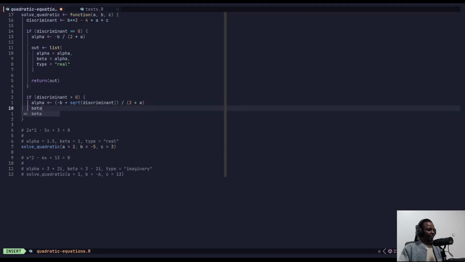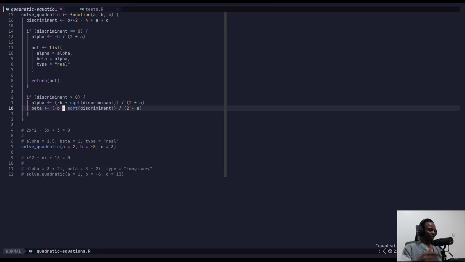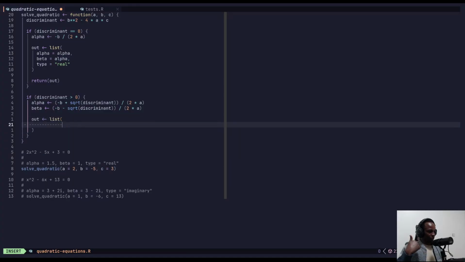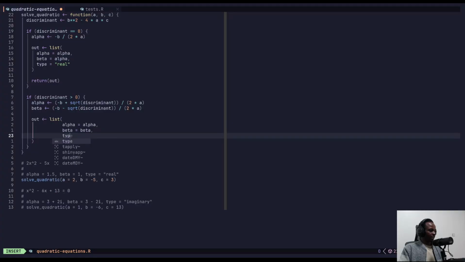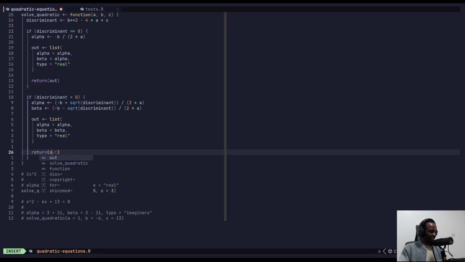And then for beta, it's going to be the same thing, only the difference is we're not going to do negative b plus the square root of the discriminant. We are going to do negative b minus the square root of the discriminant, and the rest of the formula stays the same. And then, what do you want to be given out? Alpha becomes alpha, beta becomes beta, and finally, the type is still real in this case, and we want an early return, so I want you to return out at that point.